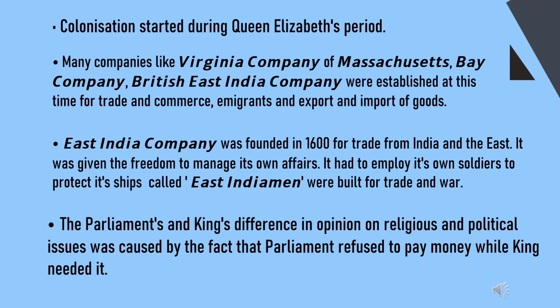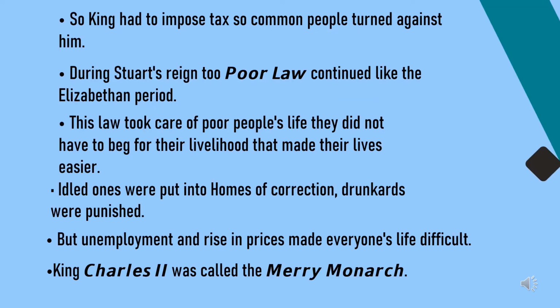for trade and war. The Parliament's and King's difference in opinion on religious and political issues was caused by the fact that Parliament refused to pay money while the King needed it. So the only way left for the King was to impose tax on the common people. Due to this reason, the common people turned against him.